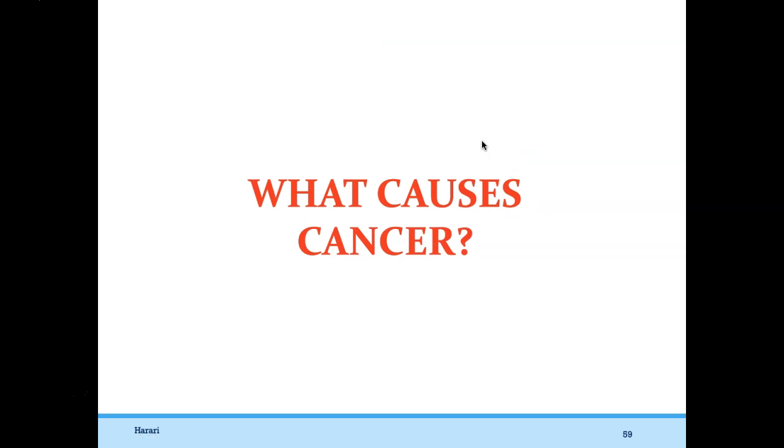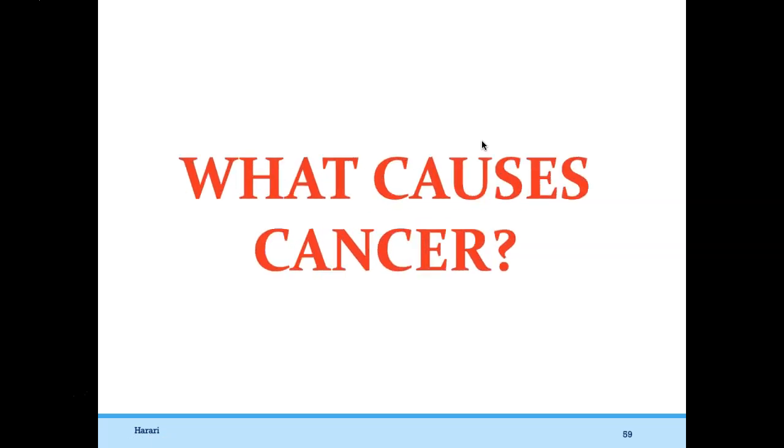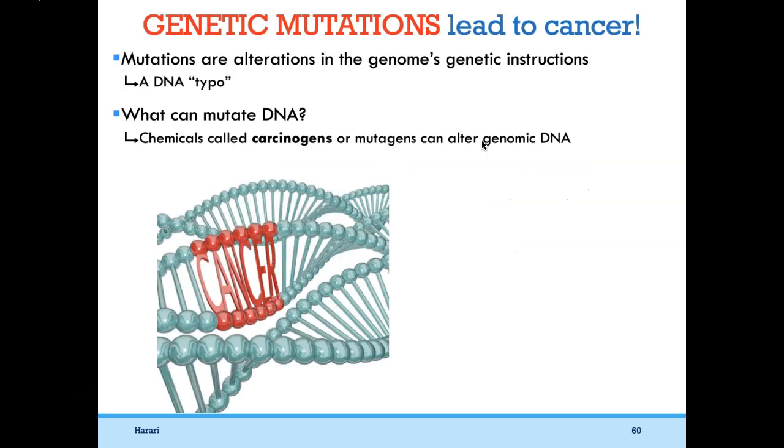So what causes cancer? What we know so far is that cancer is uncontrolled cell growth. So what can cause that? There's a very simple answer. Genetic mutations. Genetic mutations are what lead to cancer. And a genetic mutation is an alteration in the genome's genetic instructions. So it's basically like the instruction, right? Imagine the DNA is like an instruction booklet. It tells your cells what to do and how to do it. But if there's a typo in the instruction booklet, right, it might be really hard to follow those instructions. So a mutation is like a DNA typo.